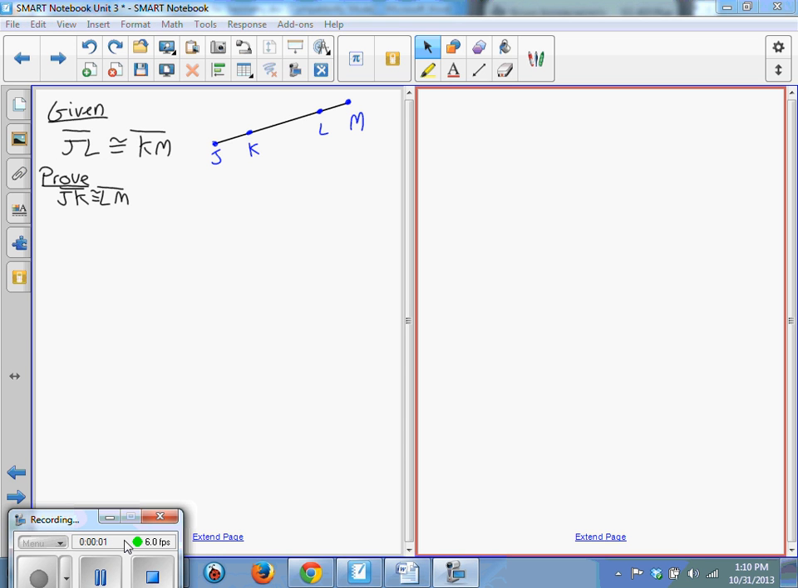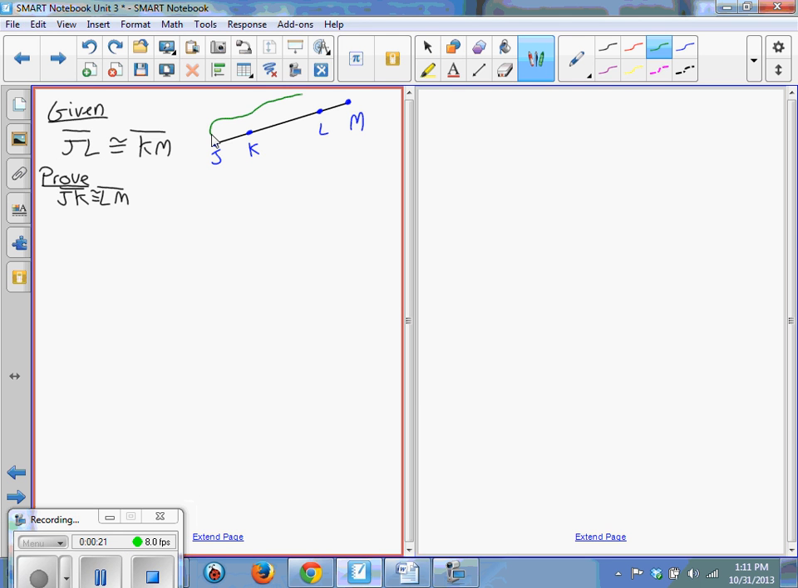All right, today we're going to do some simple proofs in geometry using segments. So they give us this problem, it's a line segment with J, K, L, and M on it, and what they give us is that line segment JL is congruent to line segment KM. So we have JL is congruent to KM. So those two segments there, but we're going to do a proof.